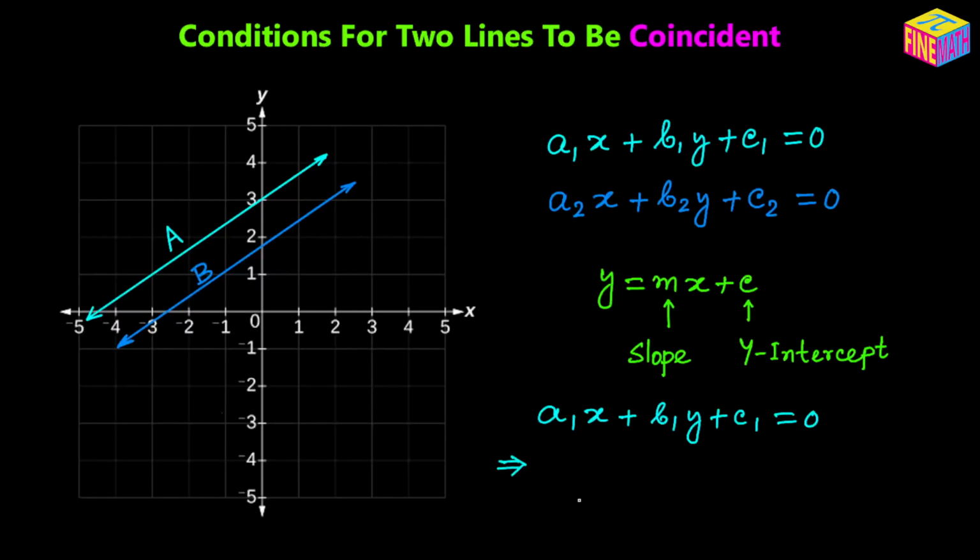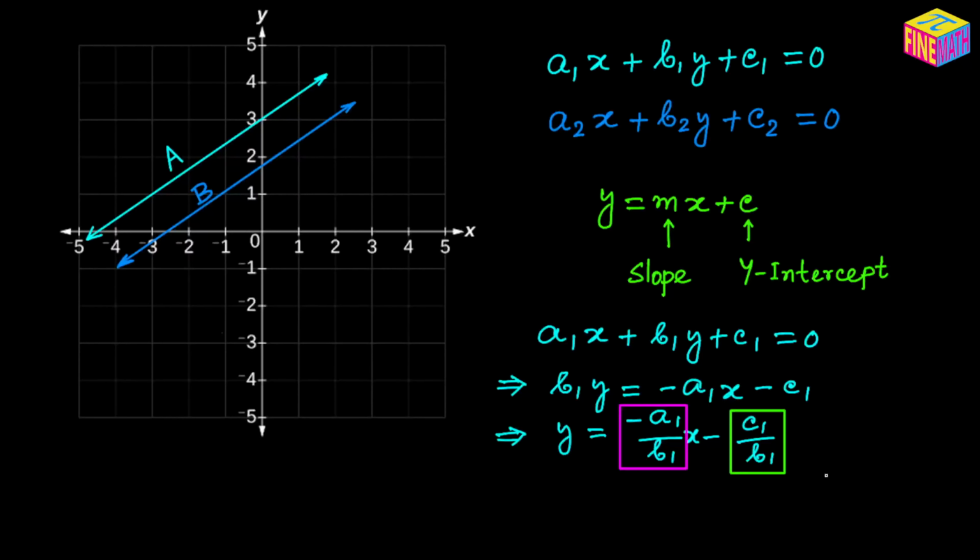The first equation is a sub 1 times x plus b sub 1 times y plus c sub 1 is equal to 0. And if we convert that into y equals mx plus c format, it's going to look like this. And here I have highlighted the slope and the y-intercept of the first equation. So the slope here is negative a sub 1 over b sub 1 and the y-intercept is negative c sub 1 over b sub 1.